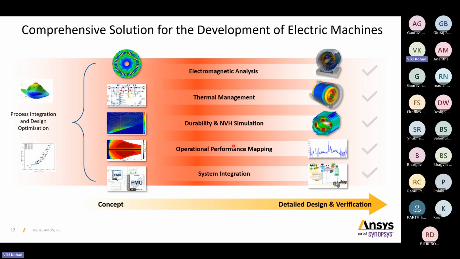Then comes the operational performance check. If you are building an electric machine for an electric vehicle application, that machine must be capable of delivering the performance the electric vehicle requires.